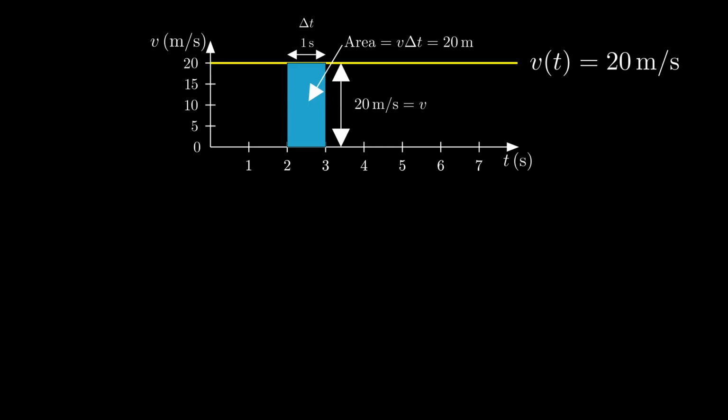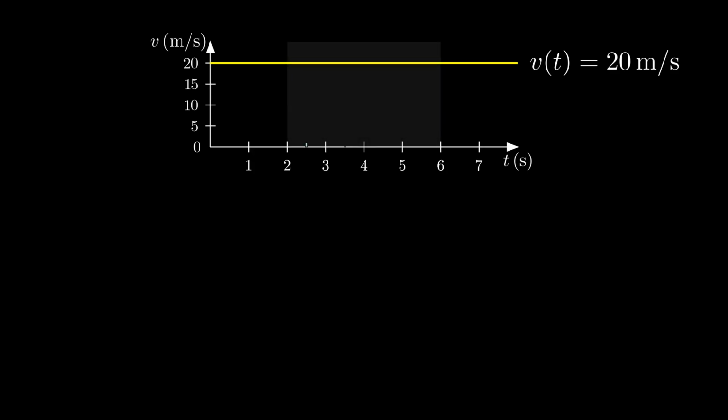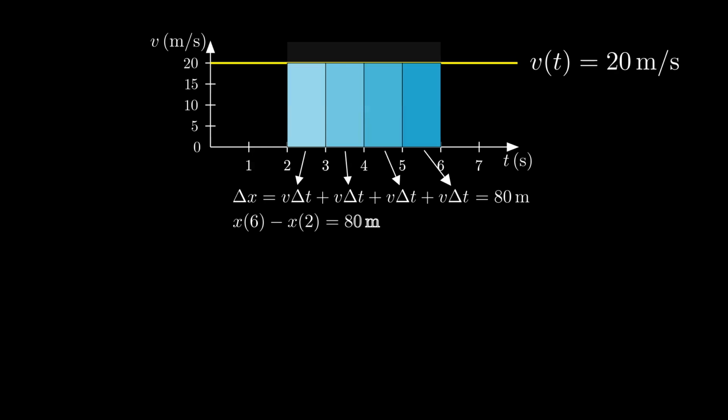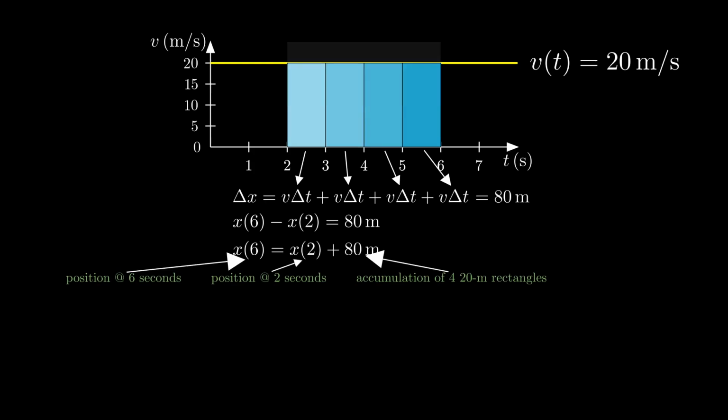For a 4-second time interval, say between 2 seconds and 6 seconds, we can view the displacement of the car in that time interval as the accumulation of 4 successive 20-meter area rectangles totaling a displacement of 80 meters. This means that the position of the car at 6 seconds minus the position of the car at 2 seconds is 80 meters. Another way of saying this is that wherever the car was at 2 seconds, information we do not have, the car is now 80 meters further down the road at a clock reading of 6 seconds.